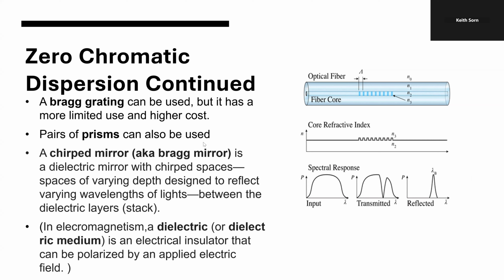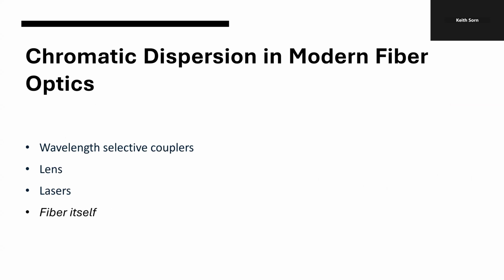We can use a pair of prisms like we saw. We can use something called a chirped mirror. Basically, the depth of the mirror varies and the composition of the mirror varies so that we get varying degrees of slowing depending on the wavelength of light. Okay. The elements that we're going to look at are wave selective couplers, lenses, lasers themselves, and fiber itself.